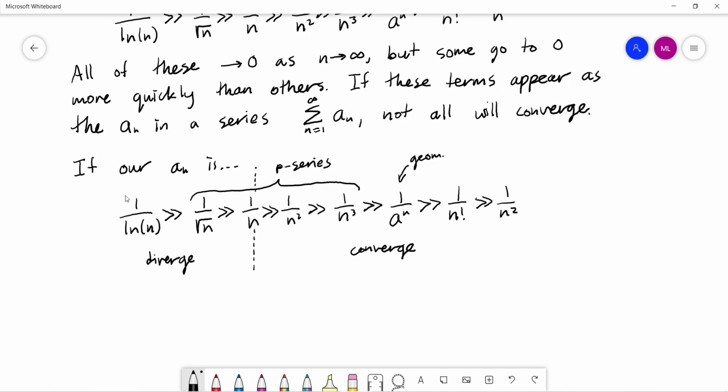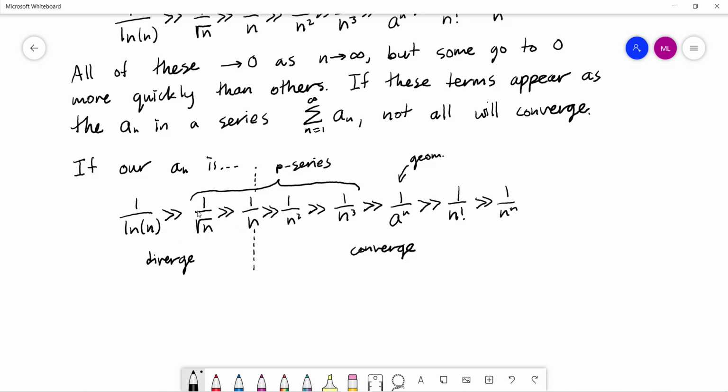These functions over here will all diverge. If these show up as your a sub n in your series, you're getting divergence. If you get something that looks like any one of these over here, oops, and this last one I wrote incorrectly, so don't copy this down. That should be n to the nth power. If it's one of these over here, your series is going to converge. And the cutoff occurs right here at 1 over n.